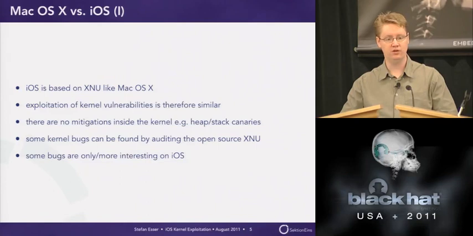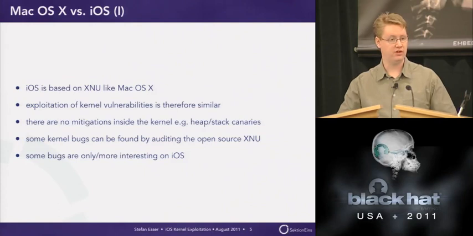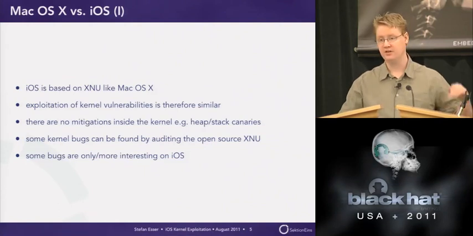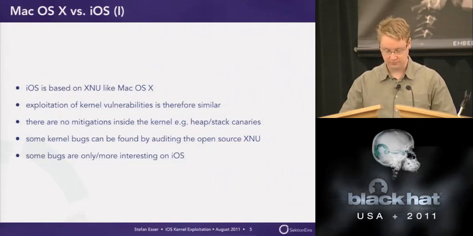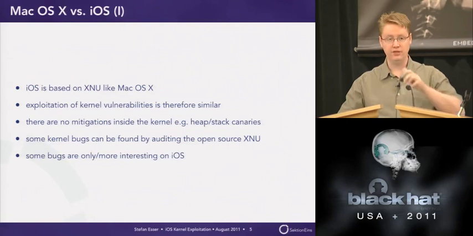When you look at the macOS kernel or iOS kernel, you will see that there are no mitigations against kernel vulnerabilities inside the kernel itself. So the kernel is only trying to protect, as best as possible, that user space cannot do something, with sandboxing and all this kind of stuff. But inside the kernel, there's no mitigation like stack cookies or heap canaries or something like that.